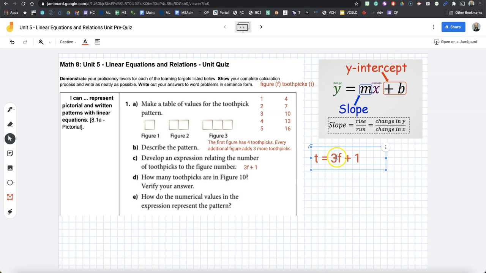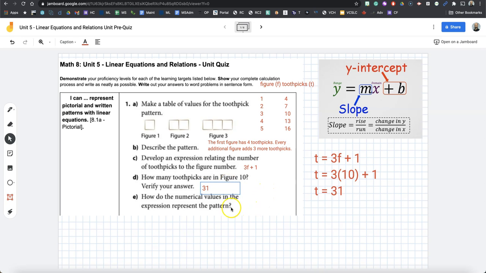They're telling me to use the 10th figure. They could tell us the 20th figure, the 200th figure, whatever it is, we're going to plug it in to the place where you see F right now. In this case, it's 10. So 3 times 10 plus 1, T equals 31. That is our answer. We just verified it, and we're going to write 31.